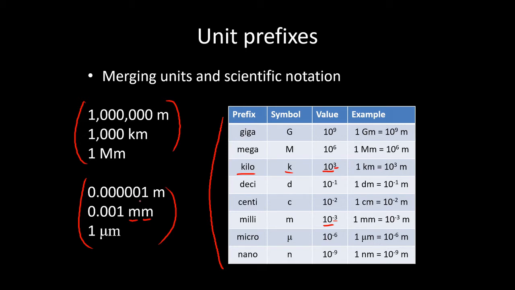Same thing down here, we have 1/1,000,000th of a meter, which is the same as 1,000th of a millimeter, which is the same as 1 micrometer. So once again, these are mostly used just for convenience. It makes it a lot easier to talk about things and understand their relative sizes using these prefixes.